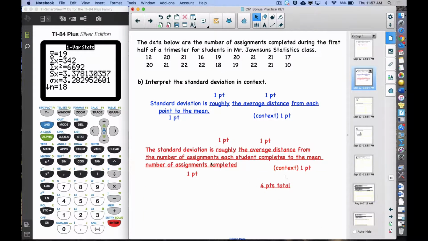So you'd get 1 point for having roughly with the average distance, so those two together are 2 points. Then from each point to the mean, the equivalent to that is a point, and then you do get 1 point for your context. So if you would have this one, you would get 3 points because you'd have no context, but everything else would be correct. Adding that context is the 4th point.